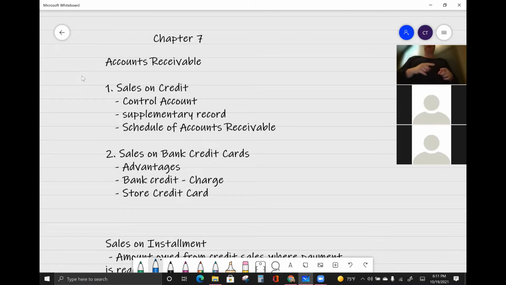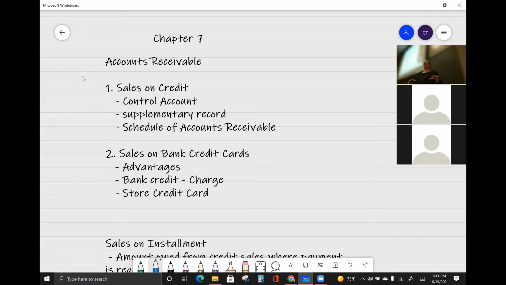Okay, then we have sales with bank credit cards. So you worked with a cashier. If you're working the cashier, there isn't a credit sale if they're paying you cash. You're just receiving cash into the cash register. Well, now what happens if I go to Macy's? When I go to Macy's, I can pay cash, or I can pay with my own debit card, or I can pay with a Macy's card. So there's a couple of different things that can happen.